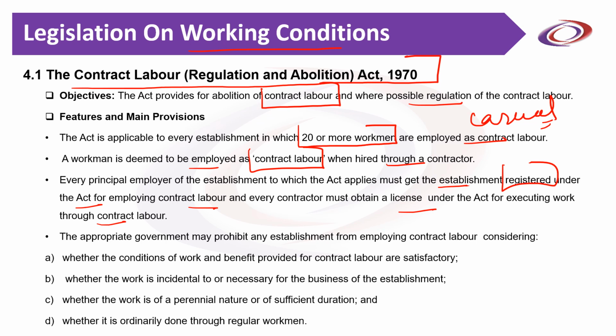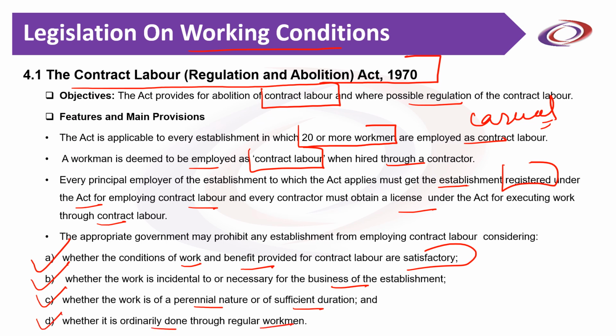They need to consider whether the conditions of work and benefit provided are satisfactory. They should not be underpaid. Working conditions should be good. Whether the work is incidental to or necessary to the business of the establishment. Whether the work is of a perennial nature or of sufficient duration. Whether it is ordinarily done through regular workmen.